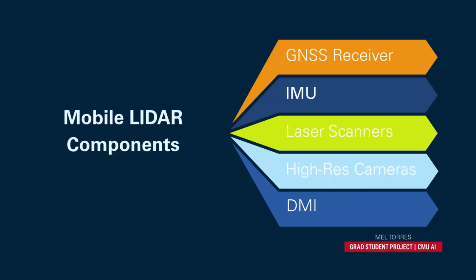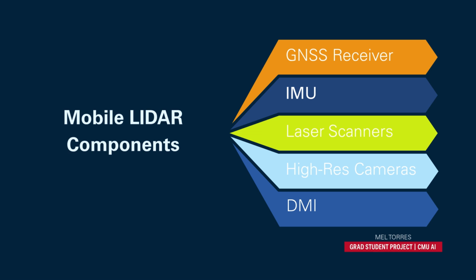So, how is this magic even possible? Well, it's a whole suite of technologies all working together in perfect harmony. You've got a GNSS receiver for its global position, an inertial measurement unit, an IMU, to track every little tilt and turn of the vehicle, the laser scanners themselves, of course, and high res cameras. All of this tech works together to precisely georeference every single one of those million points per second in 3D space. It's a beautiful symphony of sensors.